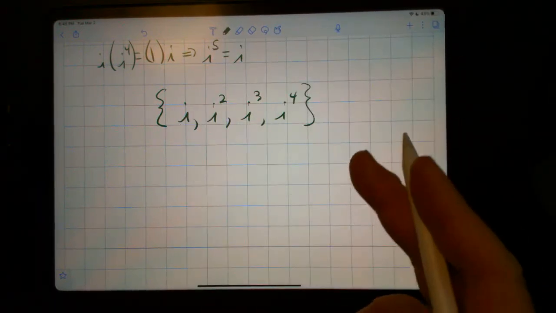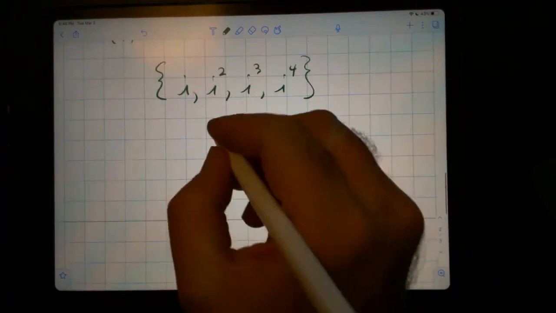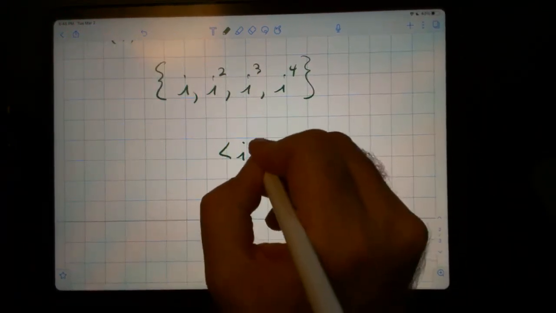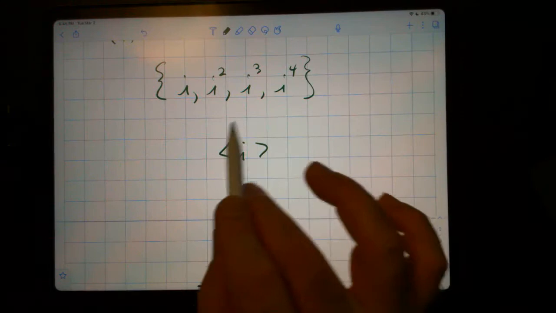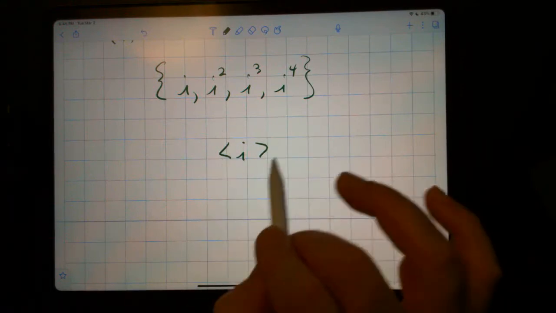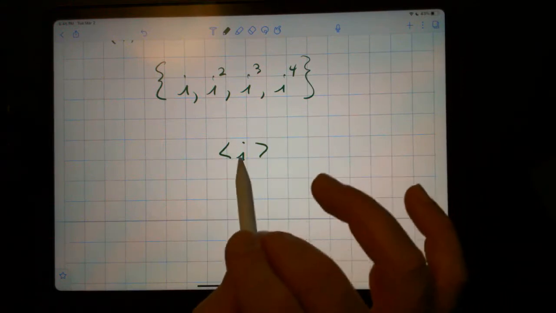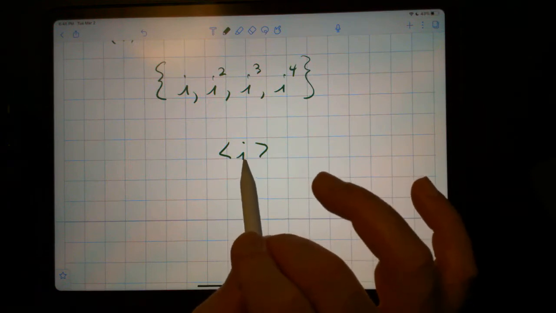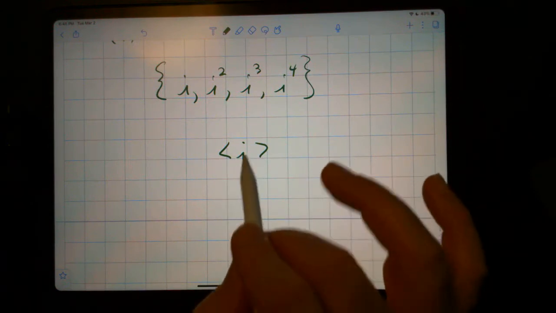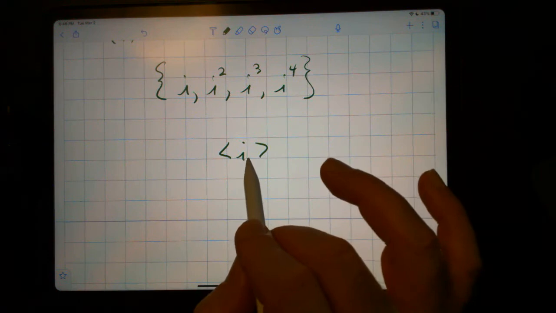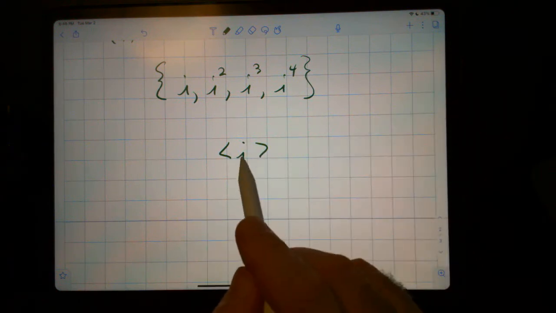And this forms a group. Now I can make this even more compact. I can write this as i with angle brackets on both sides. This is a generator. What this is saying is this will generate the group. It just depends upon how many times you want to multiply this item by itself, and that will give you all of the elements in this group.